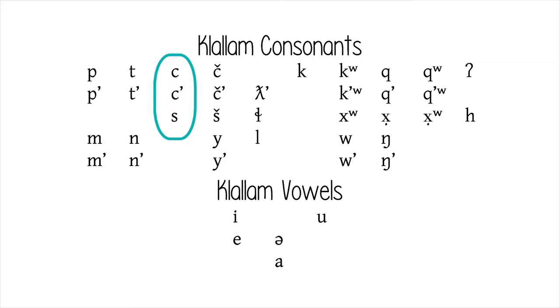These sounds are produced with the tongue in about the same position as for T, ejected T, and N. The letter C is pronounced as a combination of the letters T and S, like at the end of the English word hats. It's in the Klallam word for hands. Ties.